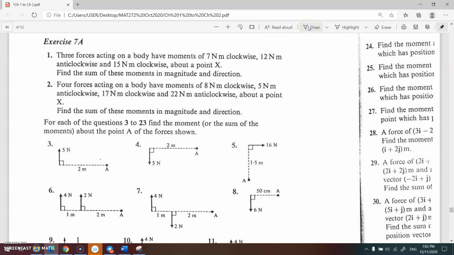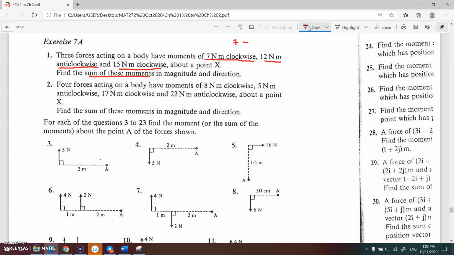Exercise 7A. Okay, question number 1. Three forces acting on a body have moments of 7 Newton meter clockwise, 12 Newton meter anti-clockwise, and 50 Newton meter clockwise about a point X. Find the sum of the moments. So you just need to add all of these moments. Let's say your direction is clockwise: 7 Newton meter clockwise, then 12 anti-clockwise, and then 15 clockwise. So you get 3 plus 7, you get 10 Newton meter clockwise.